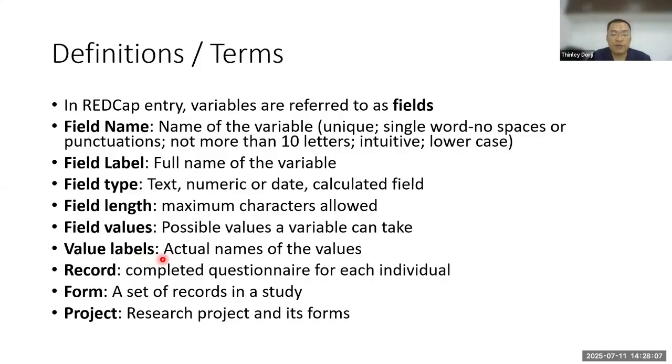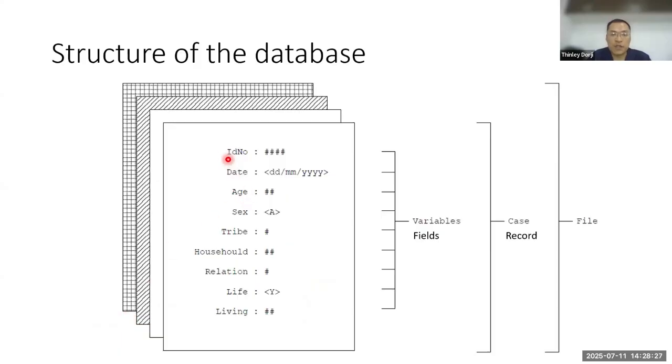And at the end of it, when you have filled the questionnaire for one patient, it is called one record. And the set of records is called one form in REDCap. A couple of forms might make up one project. So this is the example. Each of these variables, in REDCap we call fields, and a lot of fields together, all the fields filled for one patient, is called a record, and then you store the record in the file or in the project.